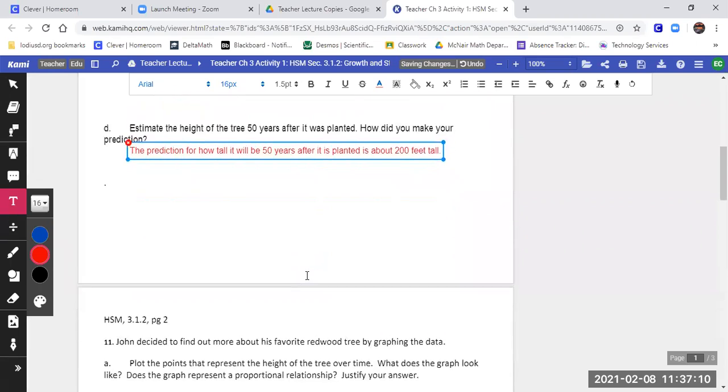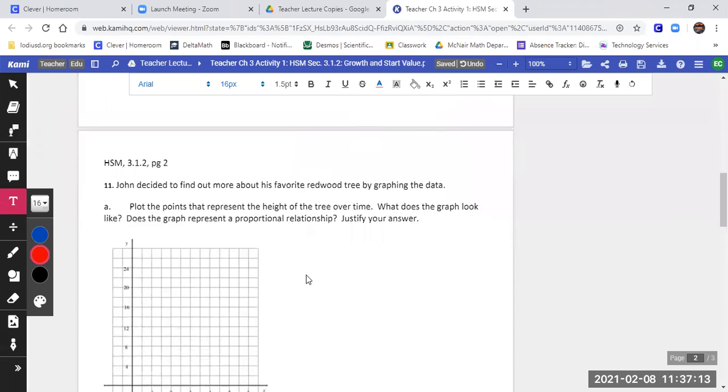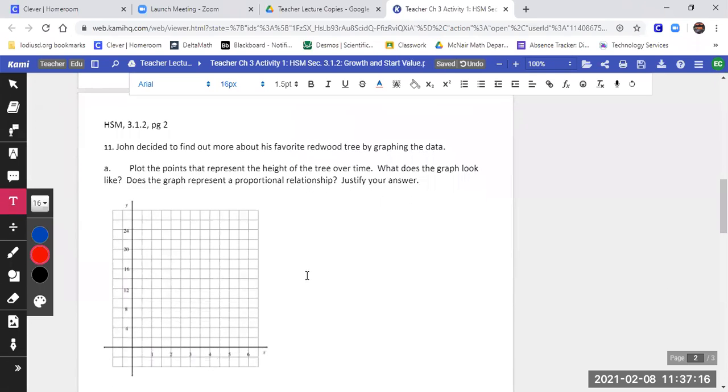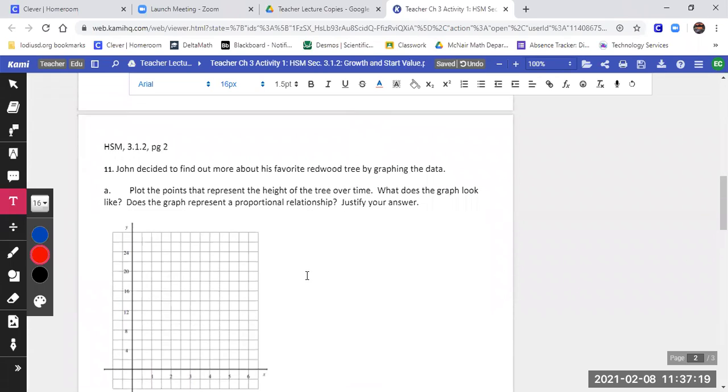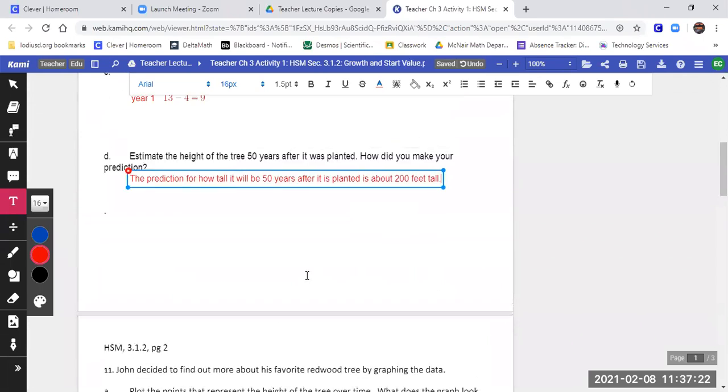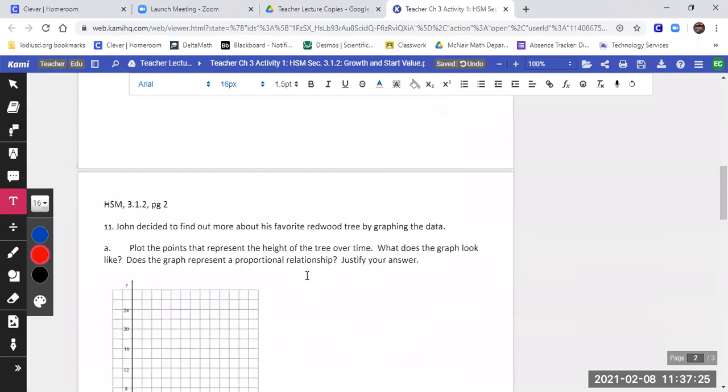So we've done stuff kind of like that. Now, John decided he wants more information. So he decided he wants to graph what they're talking about. He wants to graph these points. So we need these data points. Okay. We said at year 0, it's 5 feet tall, right? At year 1, what was it again? 9. Okay, thank you. At year 2, what are we going to say?